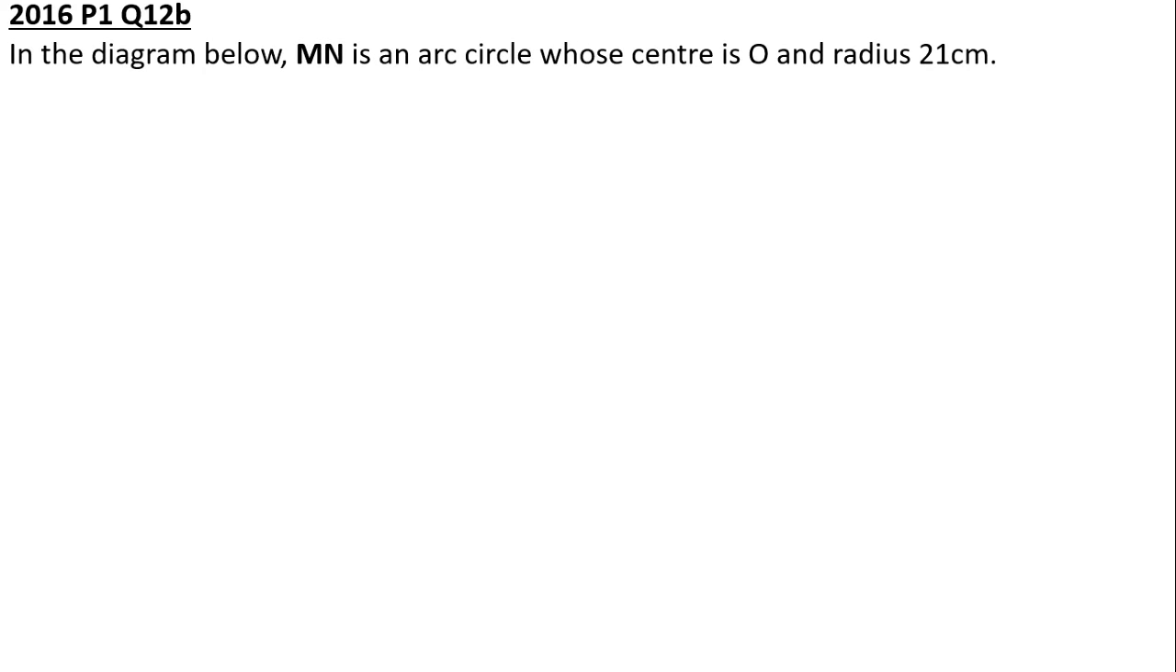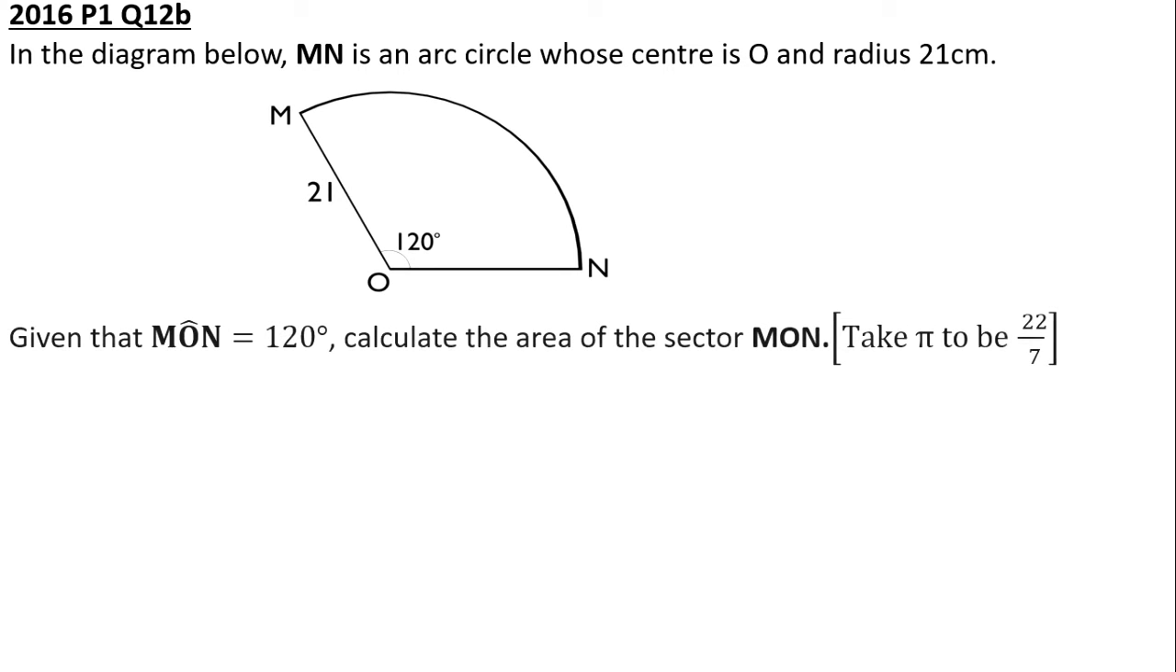2016. In the diagram below, MN is an arc of a circle whose center is O and radius 21 centimeters, like that. Given that angle MON equal to 120 degrees, calculate the area of the sector MON. Take pi to be 22 over 7. So we'll take it step by step.